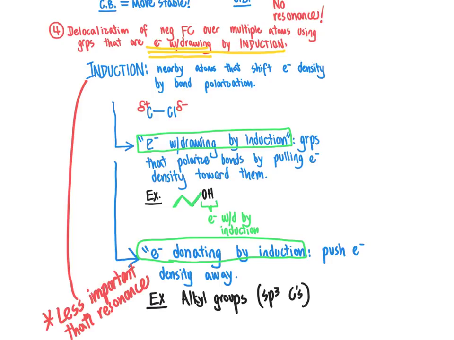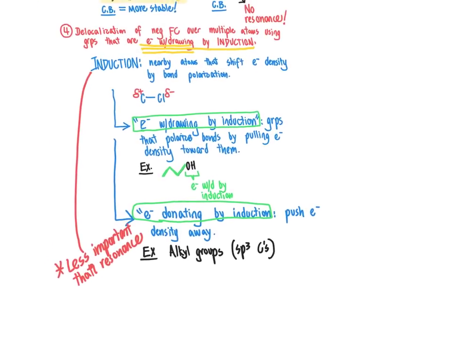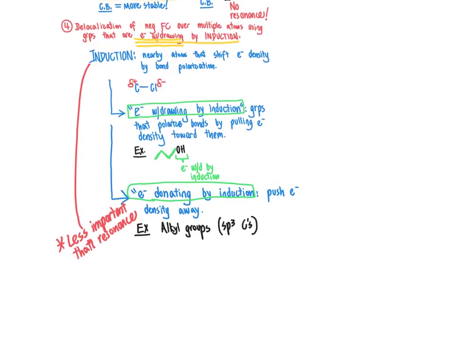So it's sharing the electron density and redistributing it a little bit, but it's not completely allowing the negative charge to be totally shared over multiple atoms. It's a more subtle effect than resonance is the way that we can think of it. So let's take a look at a couple of example problems of how we can use this concept of delocalizing the negative formal charge by induction as a way to differentiate between the strengths of different acids.